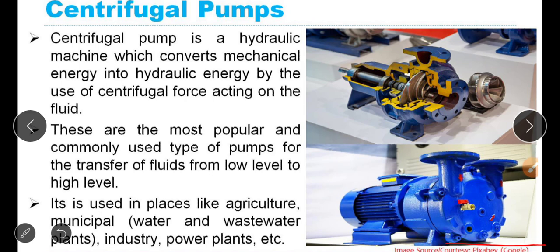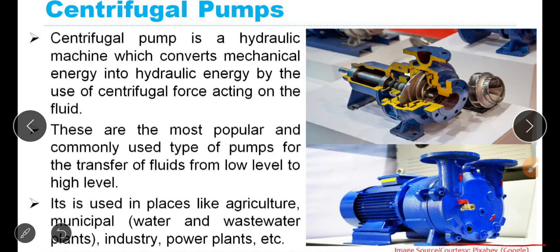What is turbine? We already learnt, is it not? Or we will be going to learn in the next unit. Turbines, yes. You have not learnt, you will be going to learn. Turbine is also a hydraulic machine which converts the hydraulic energy, that is pressure energy, into mechanical energy, and in turn it converts into electrical energy. That's all the difference between pump and a turbine.